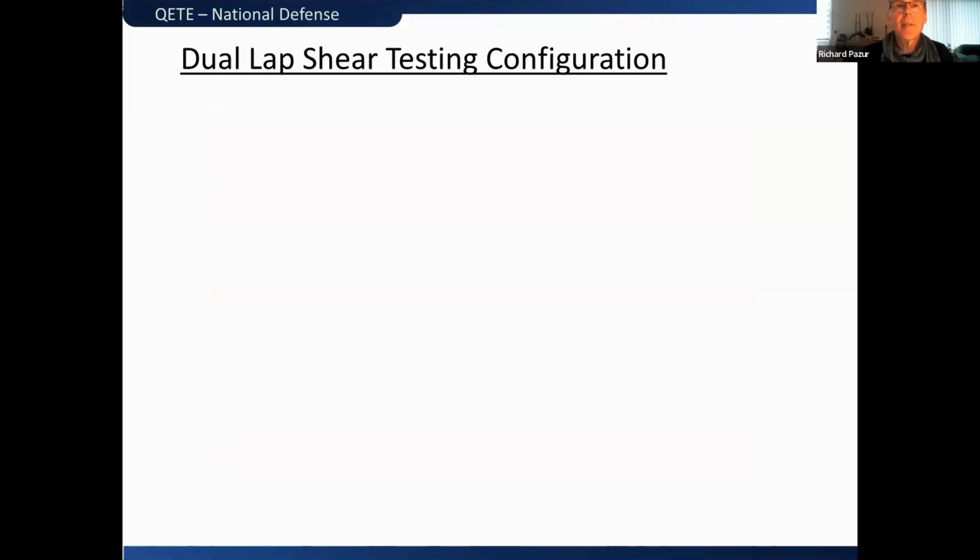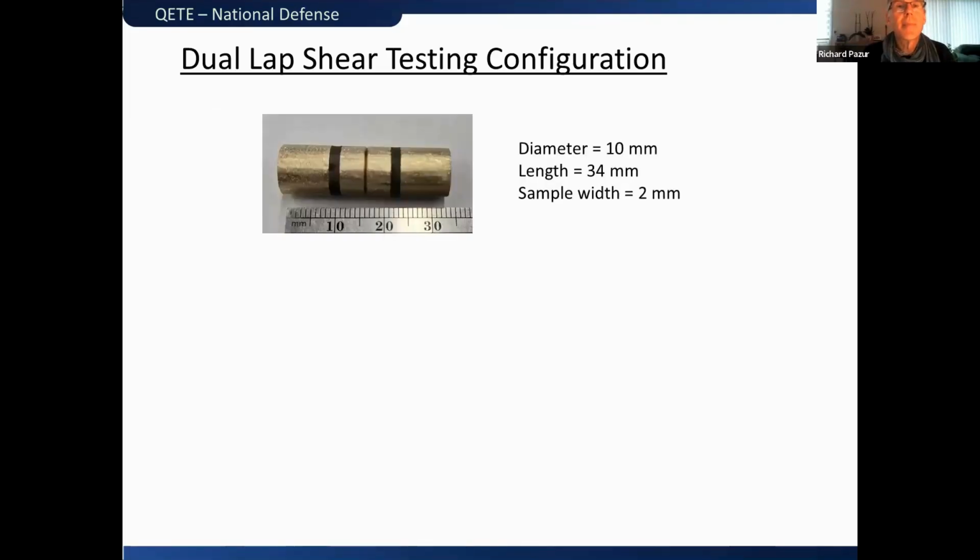Now let's go over the different deformation modes or the configurations that we set up with the DMA. So for the shear testing, and I think you saw it in that little video that they showed in the beginning. In this case, we have brass slugs, and what we do is we cure them together with our rubber. So the dimensions are given here, diameter, length. The sample width, you can see that it's a dual lap, so there's two samples in here, and it's about 2 millimeters in thickness.